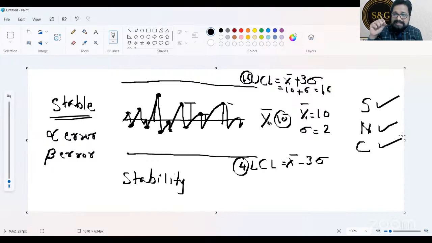Everybody type SNC in the chat box. The seniors already know this sequence. The new people just type SNC in the chat box.